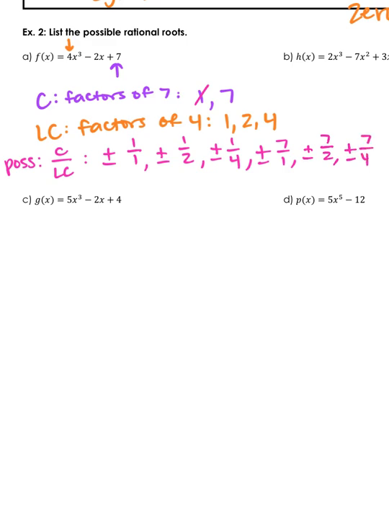Now normally I would just write 1 and 7 instead of 1 over 1 and 7 over 1, but I wanted to show you where that came from. So any of these are possible answers, but obviously not all of them are going to be answers.